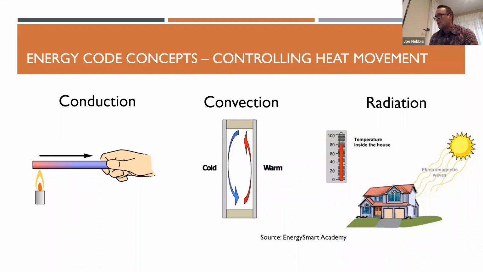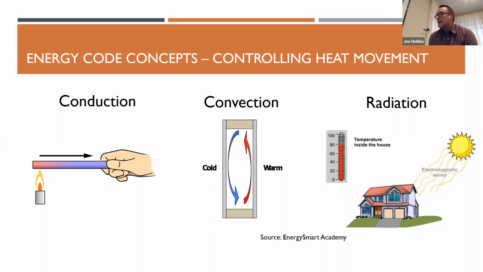That's an example of conduction. And the code's window and insulation tables are primarily concerned with stopping conductive heat movement, conduction. Convective heat movement is heat moving through the air, and that's going to be controlled primarily through air sealing, so not through the window and insulation tables, but through other parts of the code.